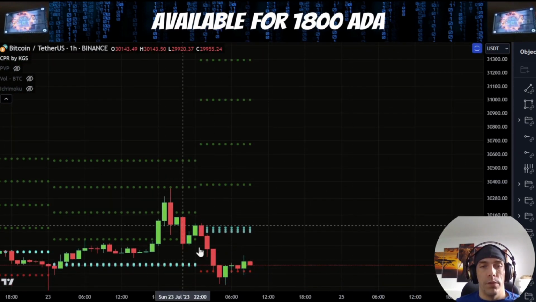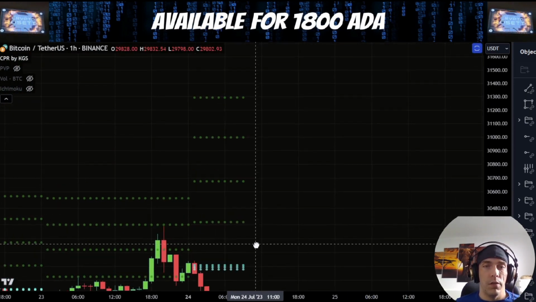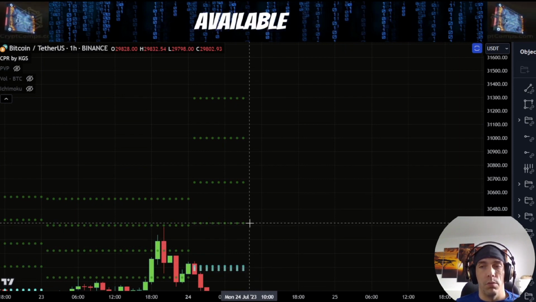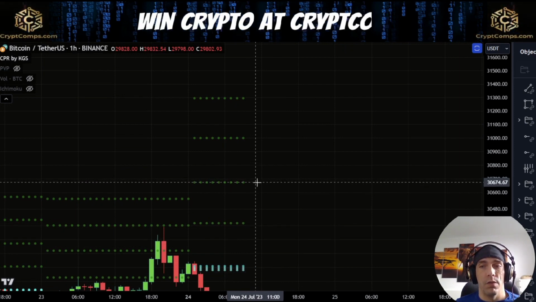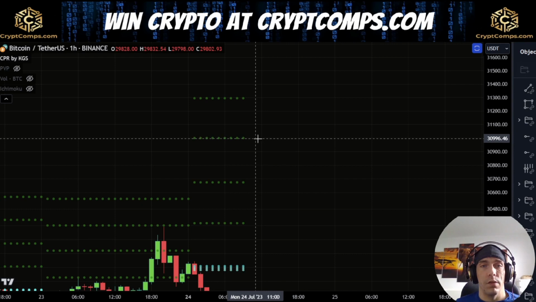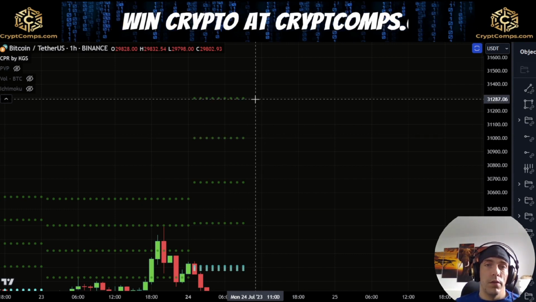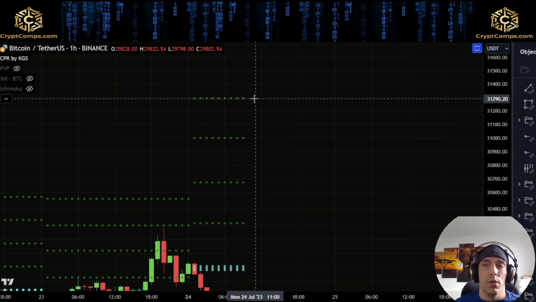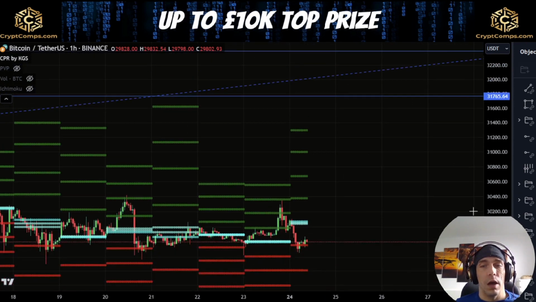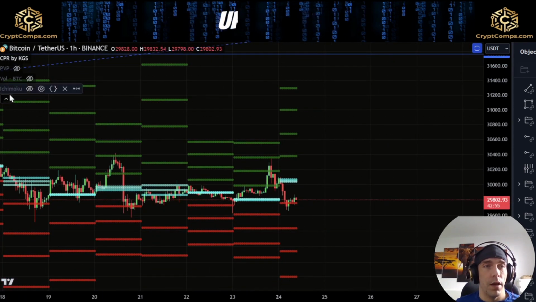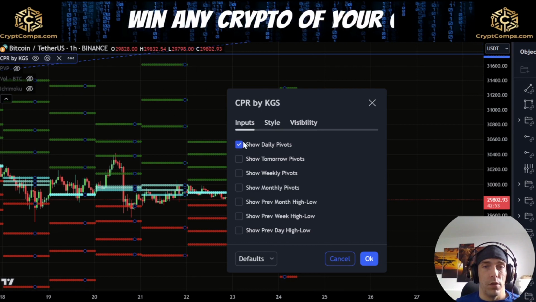If we do manage to flip back above these central lines here, possible upside targets for today would be this 30,377, 30,674, 30,996, and this higher level here of this 31,290 as potential upside targets for today. So I'm going to be keeping an eye on that if we see price start to move to the upside.